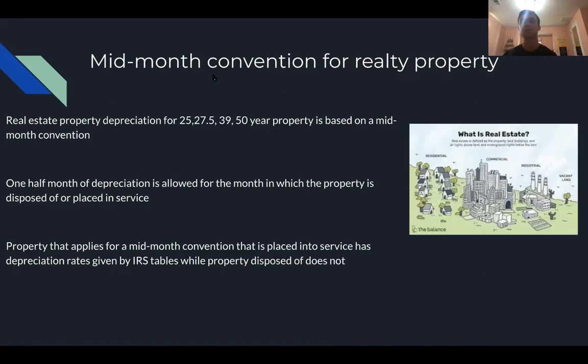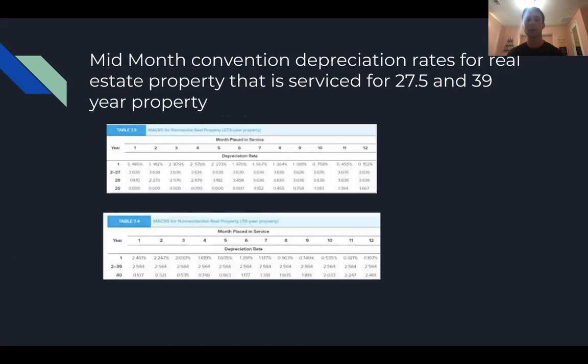The mid-month convention for realty property, we're going to use for 25, 27.5, 39, and 50 years. One half month of depreciation is allowed for the month in which the property is disposed of or placed in service. Once again, if it's placed in service, the IRS has tables for that. If not, then they won't. Basically, if it's disposed of, they won't. So you can see here a couple of 27.5 and 39 year tables.